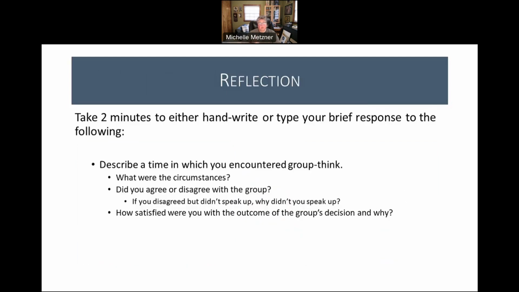So now, for this reflection, take two, maybe three minutes to describe a time in which you encountered groupthink. What were the circumstances? Did you agree or disagree with the group? And if you disagreed but did not speak up, why did you not speak up? How satisfied were you with the outcome of the group's decision and why? All right, go ahead and pause, and I'll meet you back here in a minute.